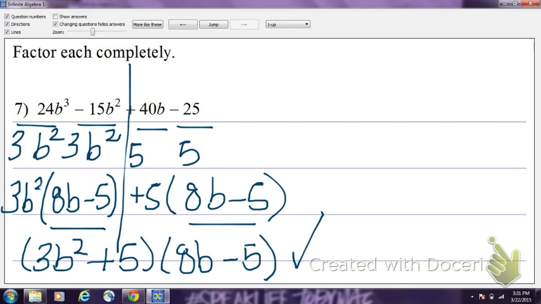Great job reviewing all 5 methods of factoring in 10 minutes. That's an awesome job. Hopefully you do great on your quiz.